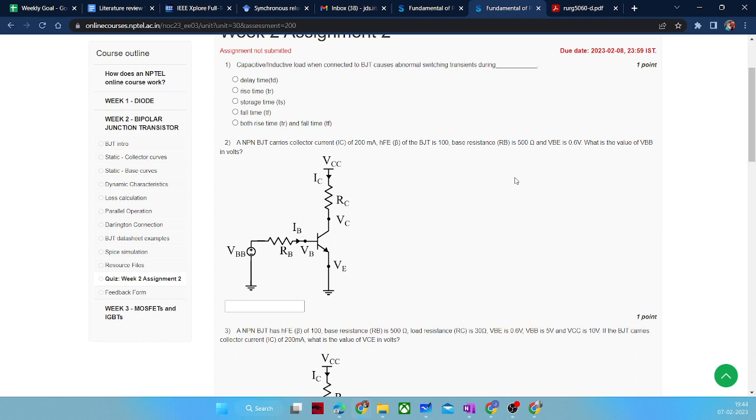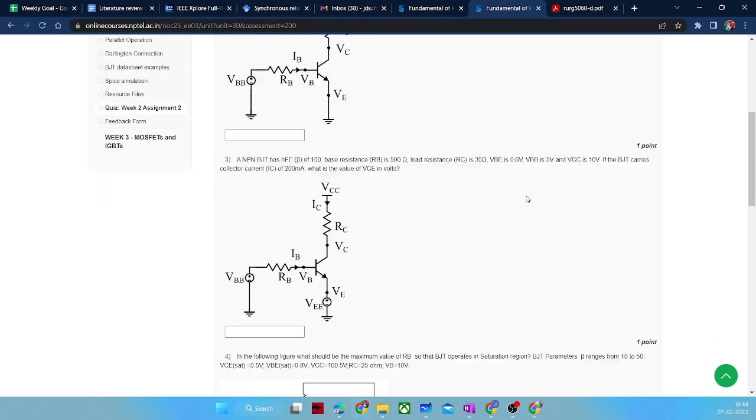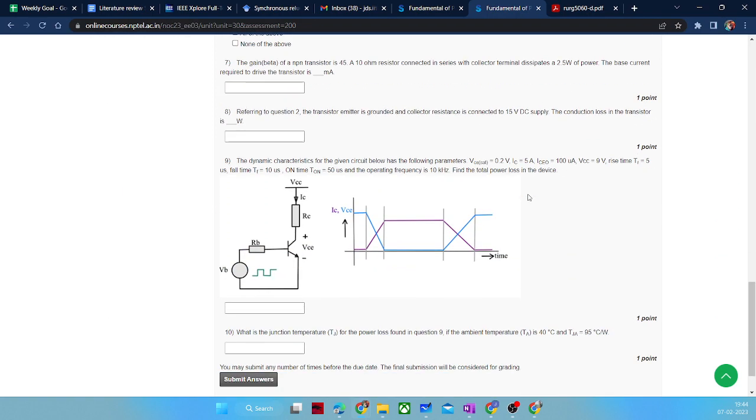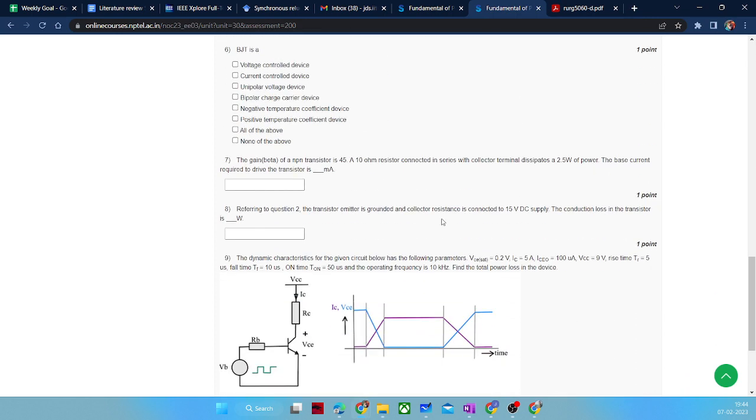Okay. And also, we need the duty ratio for this calculation of conduction loss, right? So here, the turn on time, all that information is also not available. In question number 9, you are asking. No, no, in question number 8. The question is asking us to calculate the conduction losses.